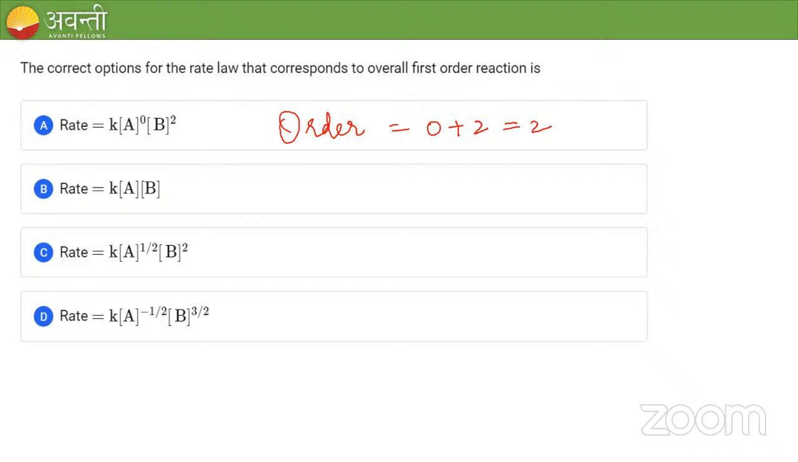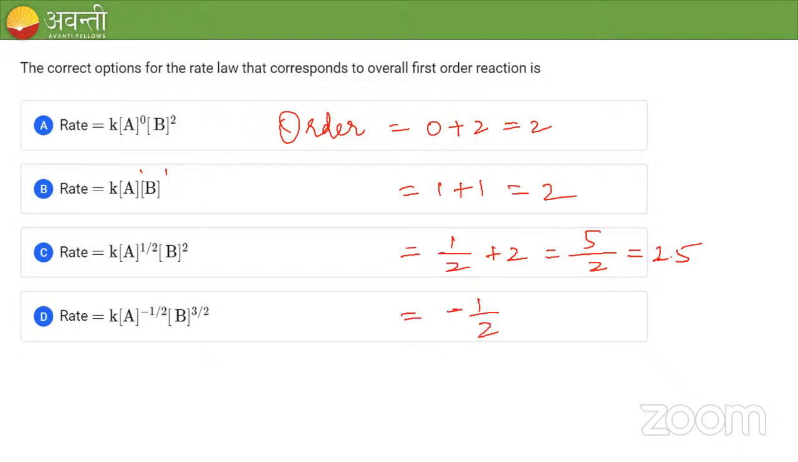But we are asked to find the one which has the order as 1. So in the second case, the order is A1, B1, so 1 plus 1 is again 2. And here 1 by 2 plus 2, so 5 by 2, which is equal to 2.5. And here we have minus 1 by 2 plus 3 by 2. 3 minus 1 is 2, 2 by 2. So the order is 1.